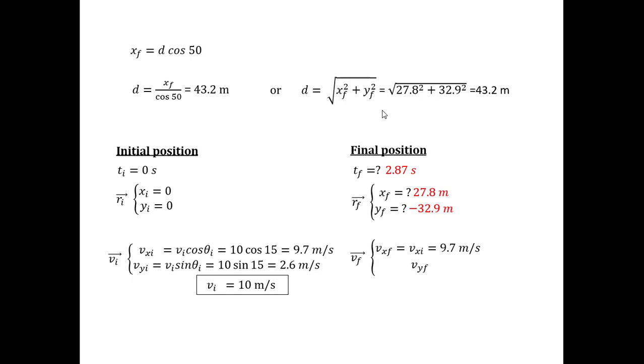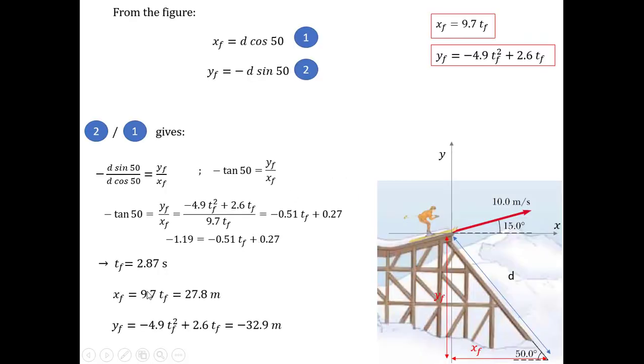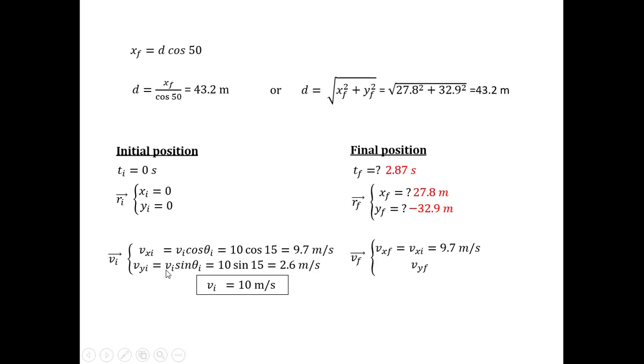So I can go back to our previous slide where we wrote the initial position and the final position. Now I can put in place of tf the value we found, 2.87 seconds. We update the initial position and the final position. Where tf was a question mark, we put 2.87. For xf we write its value 27.8, and yf I put with its value. Okay, so I update the initial and final position.